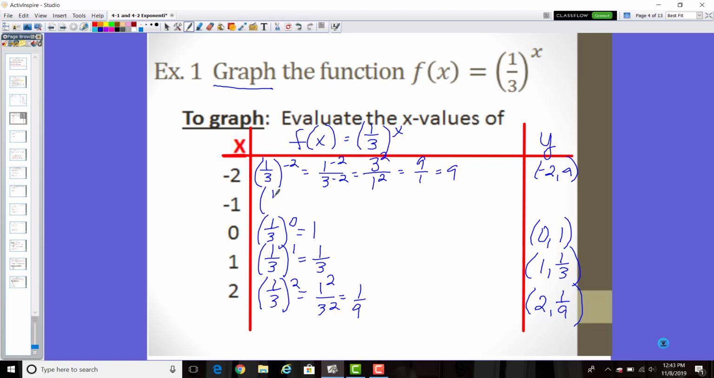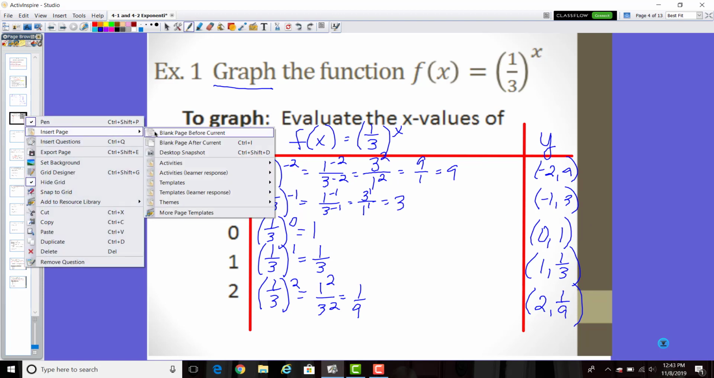Let's do the same thing with -1. 1/3 to the negative first means 1 to the negative first over 3 to the negative first. We're going to switch those, 3 to the first over 1 to the first, and I get 3. I get -1 and 3. Okay. We would then need to graph these.